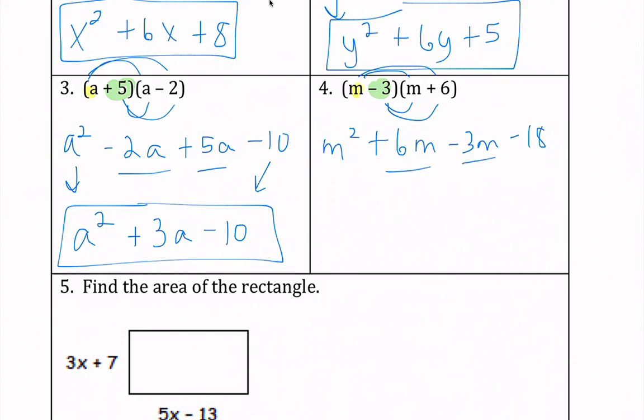I combine my m's. This m squared drops. 6m plus a negative 3m is going to give me a positive 3m. And my minus 18 drops.